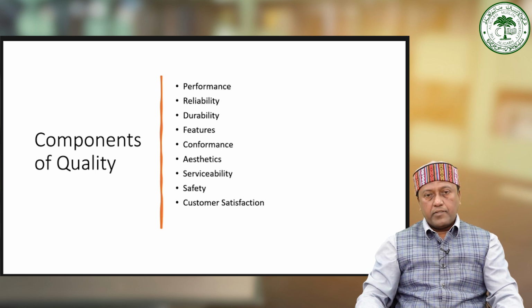Next is aesthetics. Aesthetics means the visual appeal. It means if a product is looking good, if a library's functionality is good, service is good, or you can say the ambience is good, then only users are attracted. Same is the case with any product or the service. If the user likes the product, the product is so appealing, so attractive, you can say.